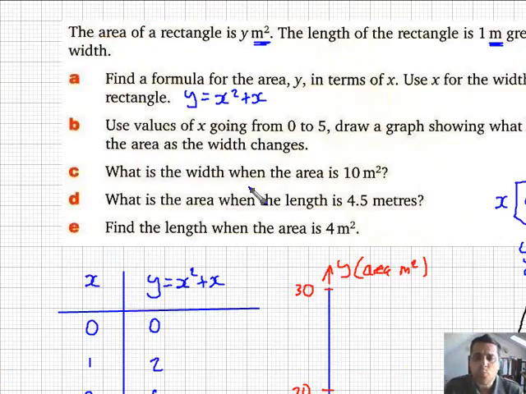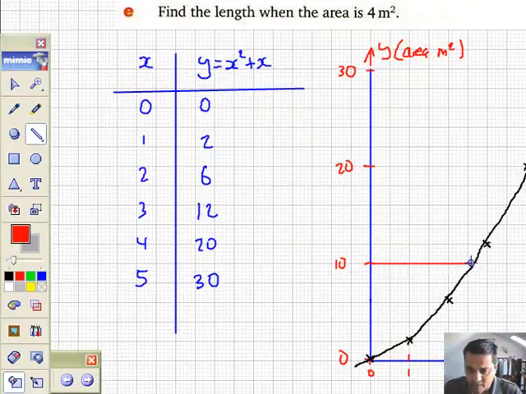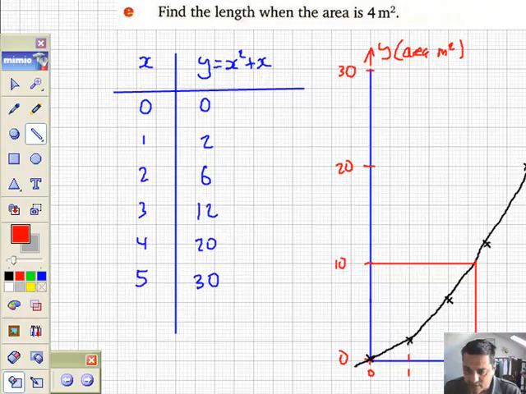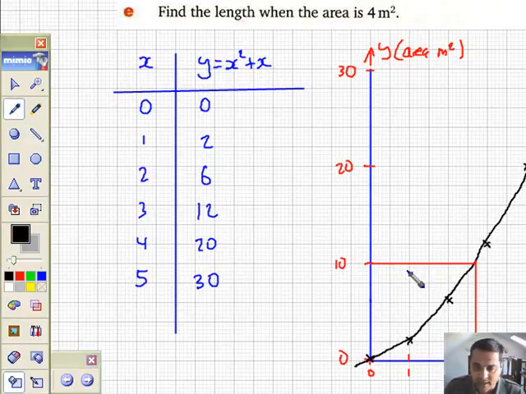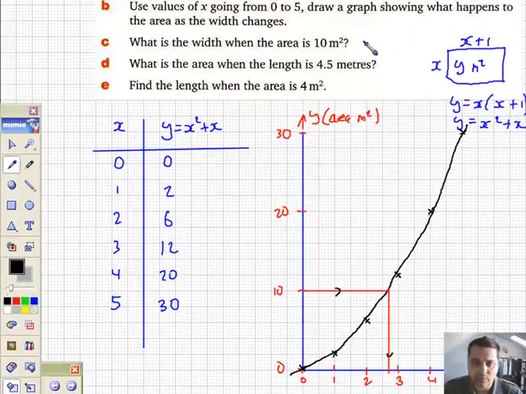Now, what is the width when the area is 10 meters squared? Let's show the examiner what our brain's doing. Let's take this 10 meters squared. So grab the 10 meter squared area, hit your line, come straight down. I make that 2.7 meters. Again, label carefully across and down. So that's 2.7 from my careful reading.